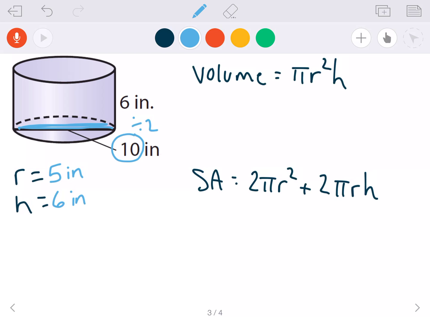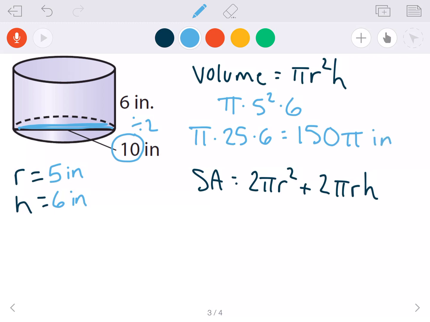Now we're going to use those to figure out our volume. So we've got pi, the radius was 5, so we have 5 squared times 6. 5 squared is 25, so you've got pi times 25 times 6. 25 times 6 is going to give me 150 pi. So now if I wanted my answer in terms of pi, my answer would be 150 pi inches cubed.